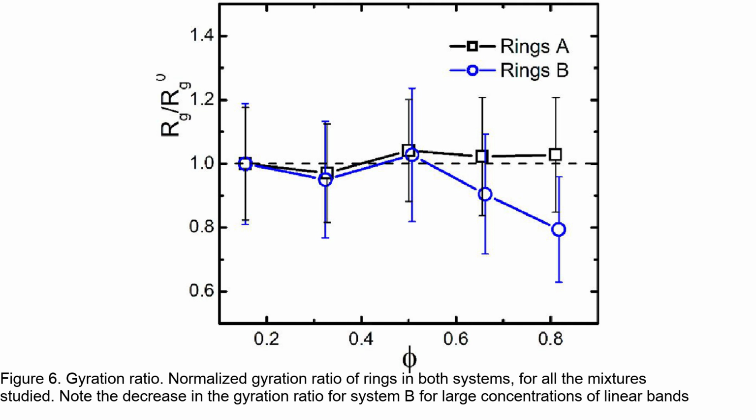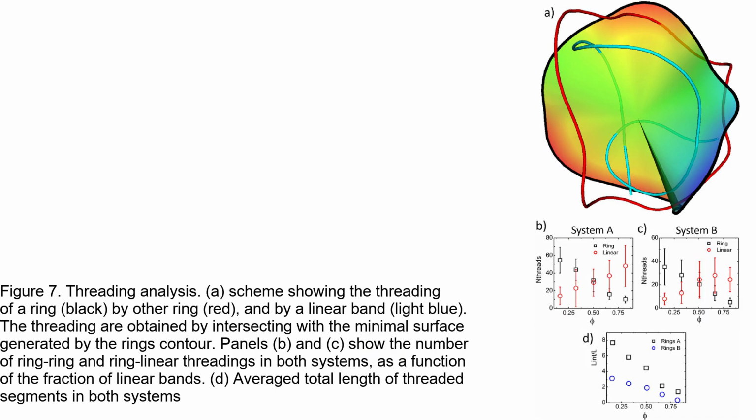The figure provides important insights into the structural properties of ring linear mixtures and the influence of linear contaminants on the size of the rings. Figure 7 in the paper shows the threading analysis of ring linear mixtures of rubber bands. The figure consists of 4 panels.